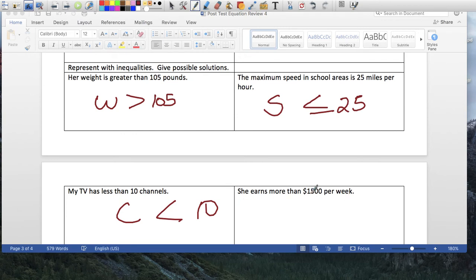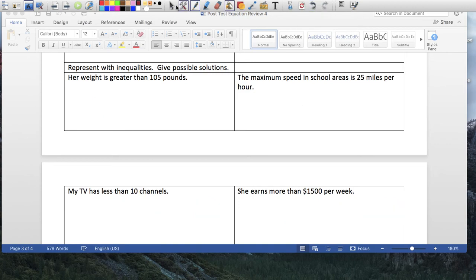She earns more than 1,500 per week, so this is how much she earns. And we want to compare to 1,500, so the amount she earns is greater than that, not equal to, but greater than that. So it's a lot of money.